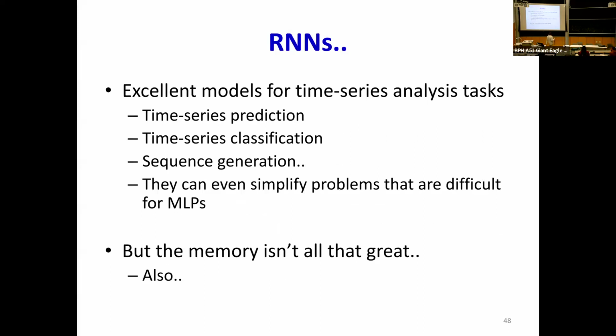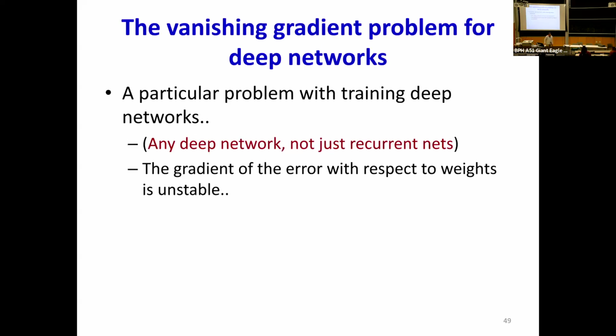So here's the lesson so far. Recurrent neural networks are excellent models for time series, for time predictions, or time series classification, or sequence generation in principle. In practice, what we find is that the memory isn't all that great. There's a second issue, and the second issue is not specific to recurrent networks, but to all kinds of networks which get deep. Now remember, a recurrent network is really a very deep network.